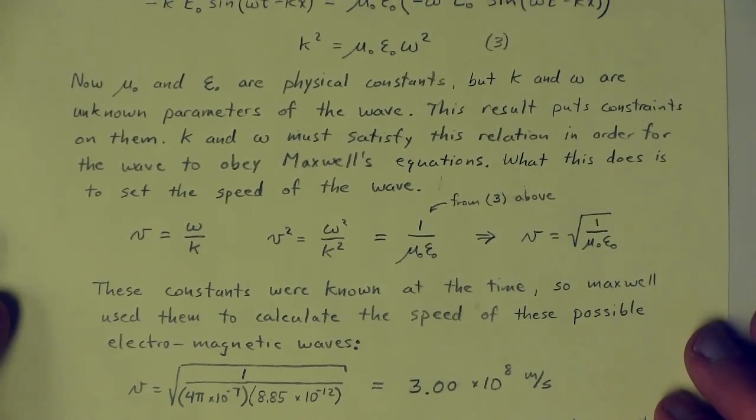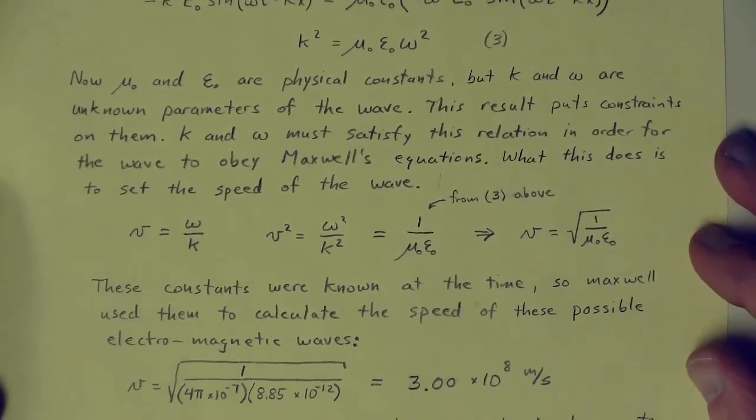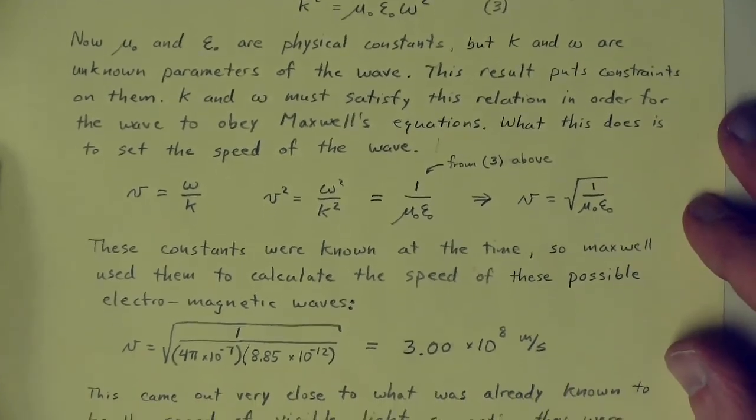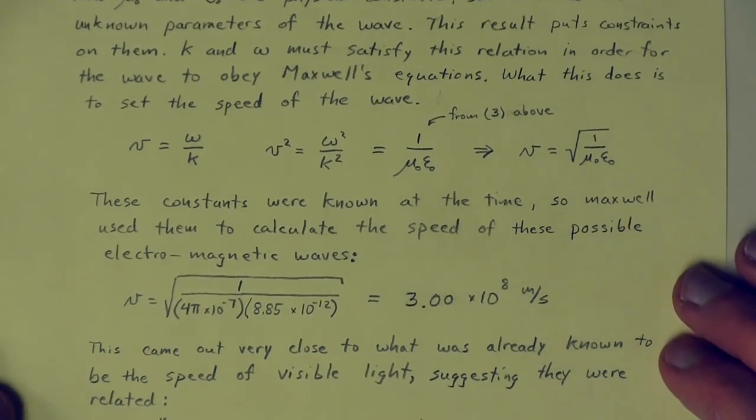And that number was already known. That had already been discovered to be the speed of visible light. Visible light was not thought to be related to this phenomenon at all. But people had been investigating it for a long time, had measured the speed of visible light by mechanical means, some very clever mechanical means.